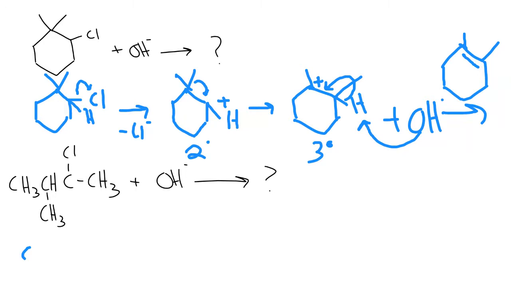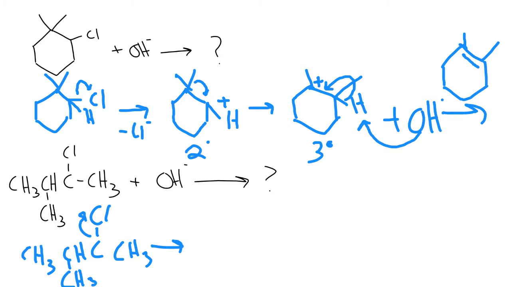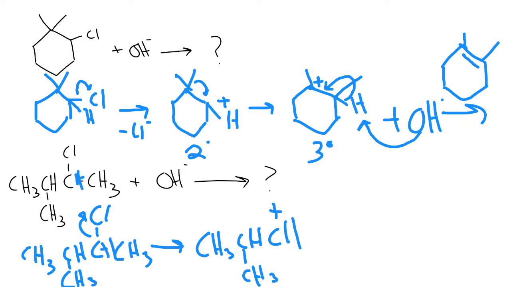Okay. And now this one. So again, first step, that chlorine will come off, which will form a carbocation. Oh my goodness, I did it again. I'm so sorry. I keep forgetting my hydrogens. Okay. So this chlorine came off, and now I have this carbocation here, which is secondary, right?